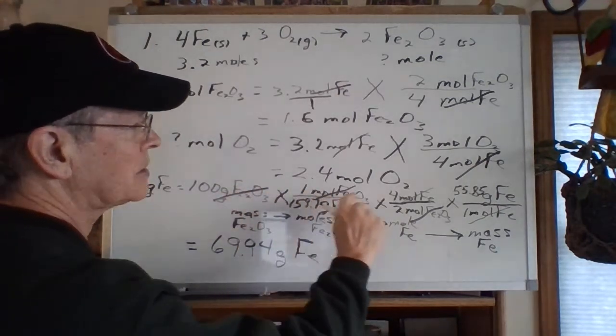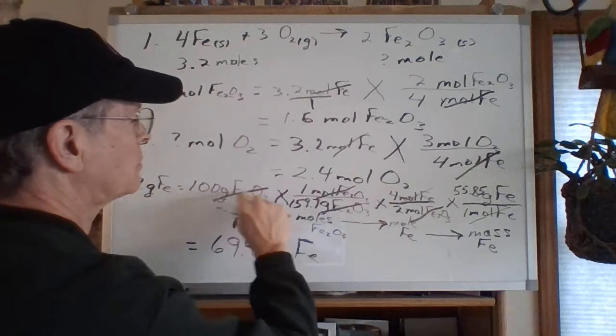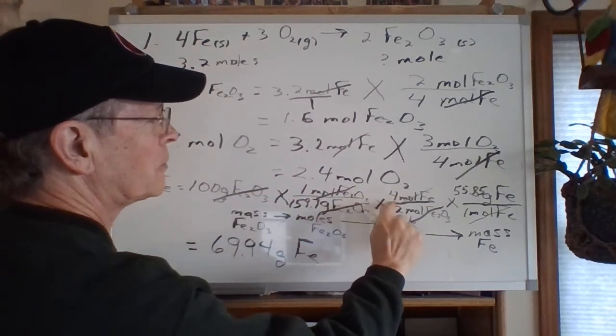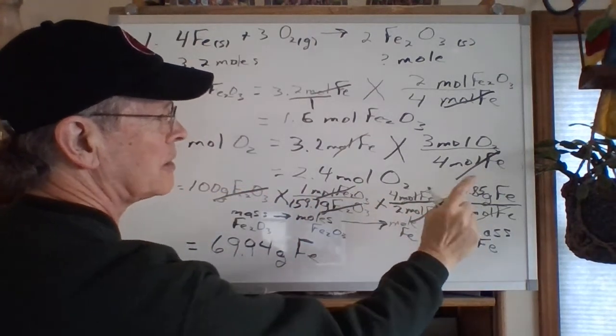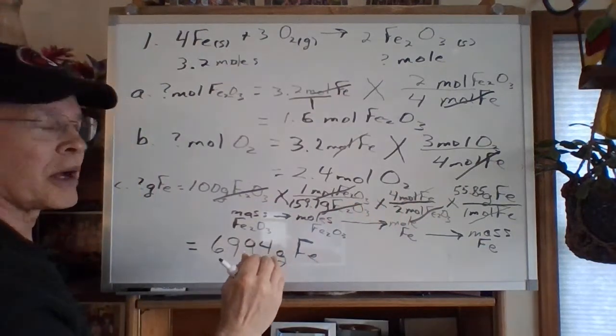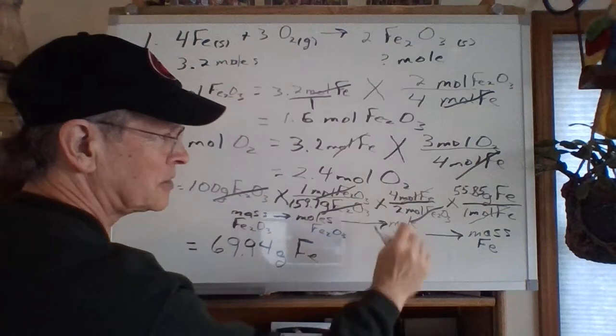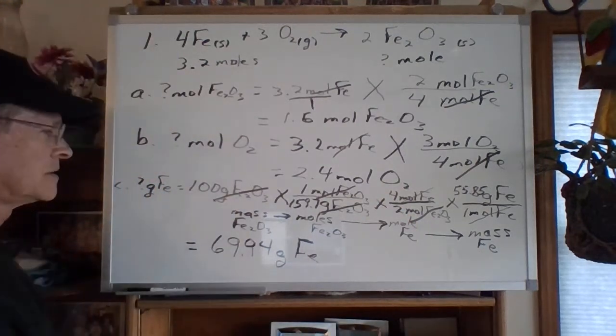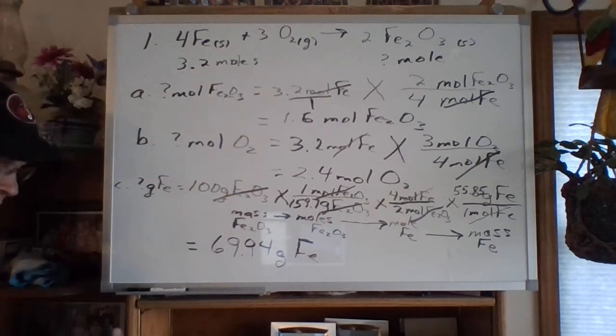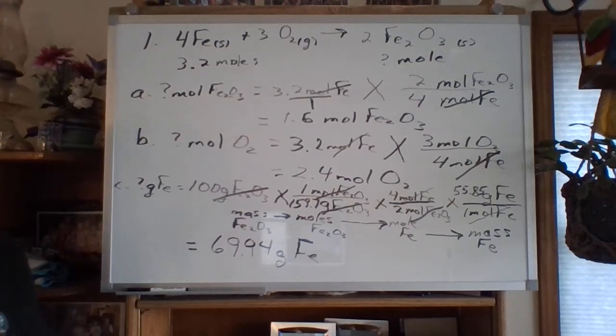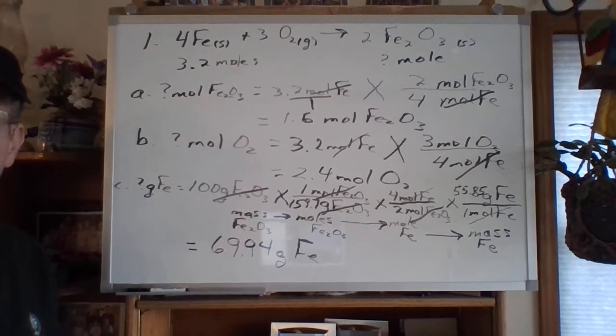Multiply everything on the top: 100 times 1 times 4 times 55.85. Divide by everything on the bottom. Divide by 159.7. Divide by 2. And you get 69.94. Let's pause that for a moment. Let me erase my board.